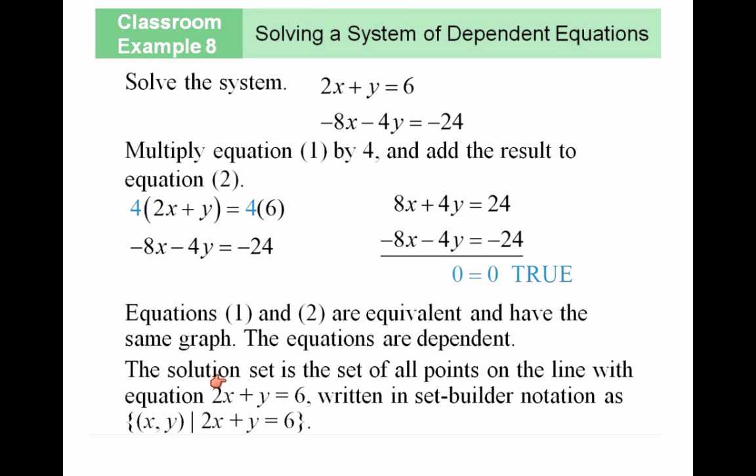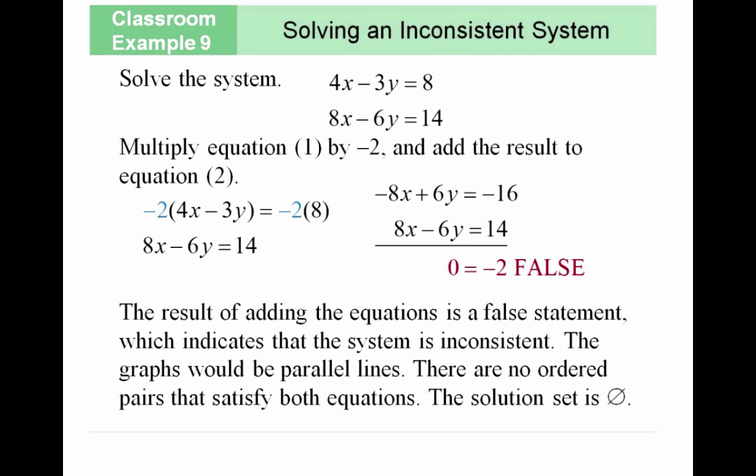And this is how you write that. The solution set is the set of all points on the line with equation 2x plus y is equal to 6. This is a fancy way of saying that all the points on the line are the solution. So this is a special type of system of equations where you get infinitely many solutions. It means they're dependent.